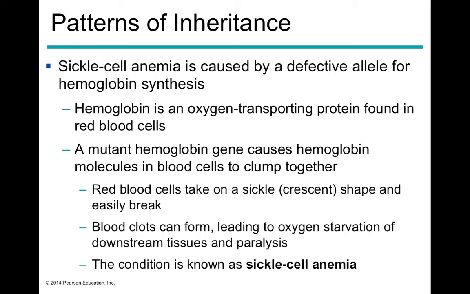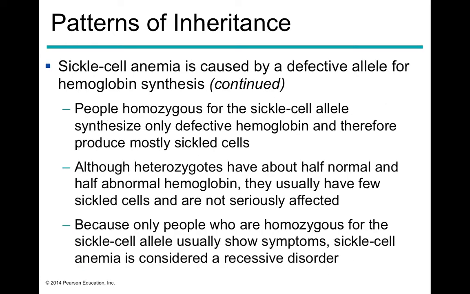And if we have a mutant version of this hemoglobin, it causes the molecules in the red blood cells to stick together. So they take on a crescent shape, which looks like a sickle. It also makes them really easily broken. And it allows for blood clots to form, and it can cause oxygen starvation in downstream tissues and paralysis and necrosis. And this condition is known as sickle cell anemia.